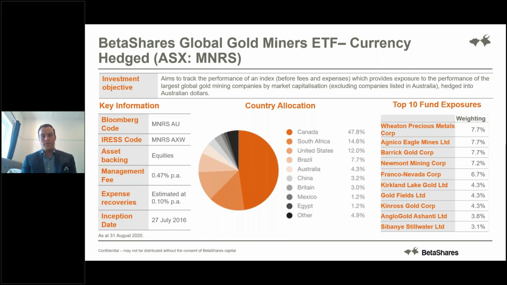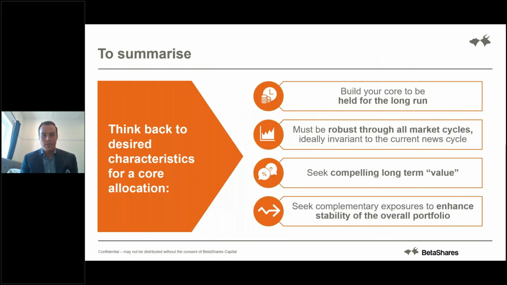So just to summarize everything that's covered today, we're covering why you would allocate to core and really looking at your core portfolio allocations in terms of they need to be held and be held for the long run. They need to be able to be held through every market cycle, so robust through that, and compelling in terms of that net of fee performance over that period. And again, they need to work well together in terms of enhancing the stability of the overall portfolio.